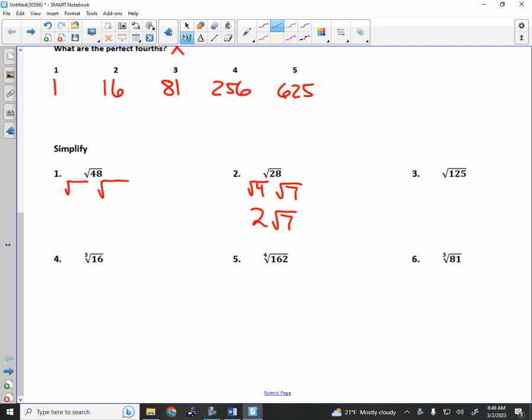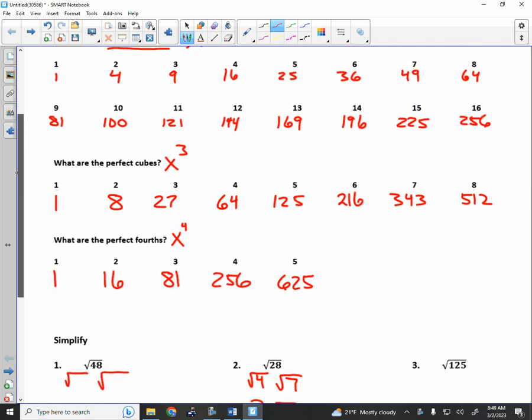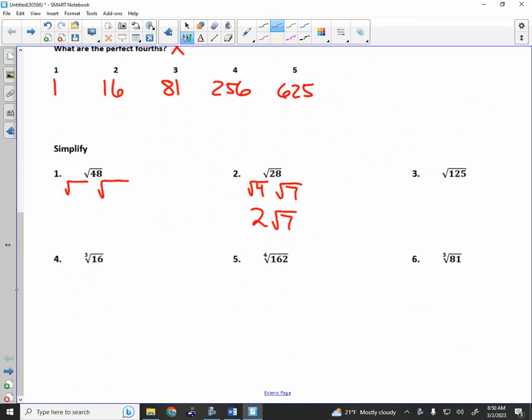Do you know the perfect square up here that divides evenly into 48? If you don't know, you're going to have to divide on your calculator until you find one. It is 16. How many times does 16 go into 48? 3 times. So you have the square root of 16 times the square root of 3. What is the square root of 16? So this becomes 4 roots of 3.